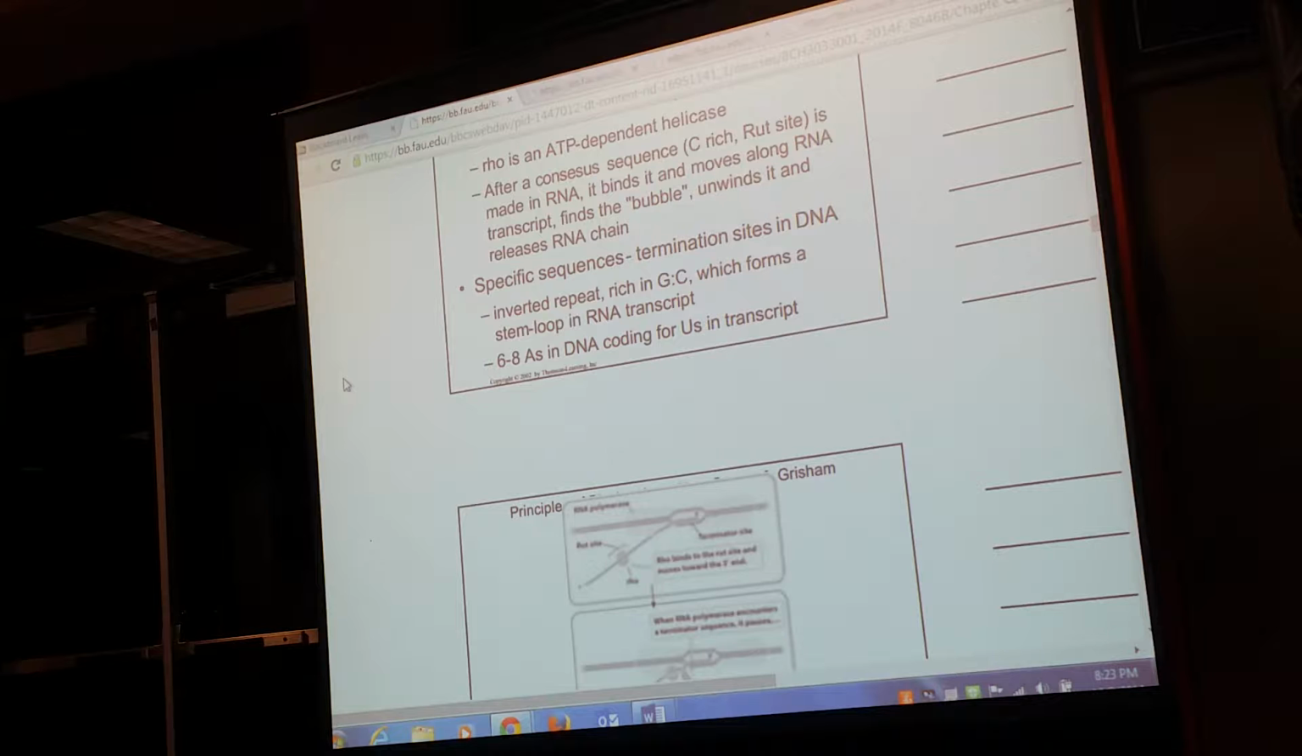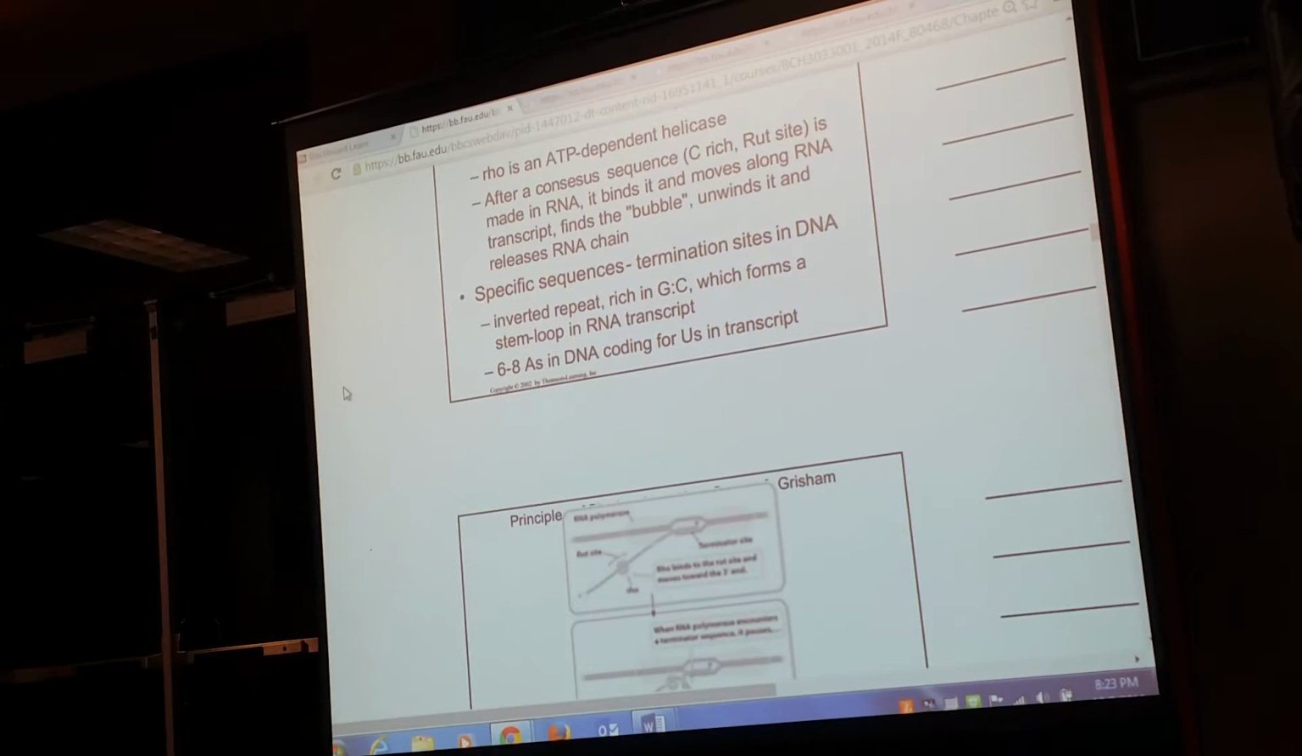The other one is the rho-independent termination. This one does not involve any proteins. It is only dependent on the sequence itself. What type of characteristic would you describe the DNA that will form the rho-independent termination sequence? Hairpin loops. How about inverted repeats, right? You may be asked, both are correct.